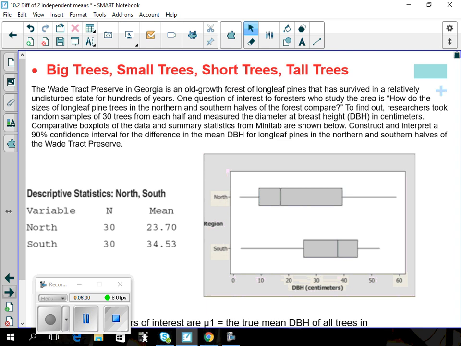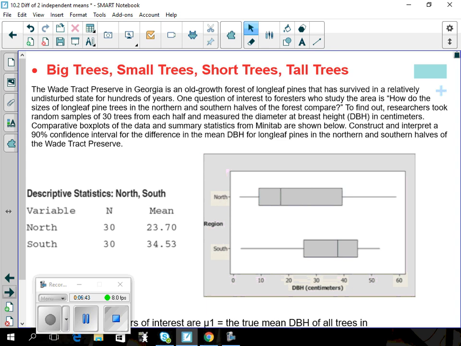Okay. So it says the Wade Tract Preserve in Georgia is an old growth forest of longleaf pines that has survived in a relatively undisturbed state for hundreds of years. One question of interest to foresters who study the area is how do the size of longleaf pine trees in the northern and southern halves of the forest compare? To find out, researchers took random samples of 30 trees, that sample size is interesting, from each half and measured the diameter at breast height in centimeters. Comparative box plots of the data and summary statistics are shown.